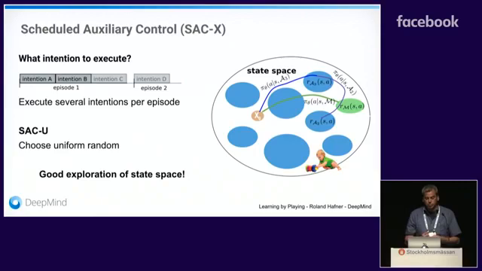Then the decision what intention to execute is made by a scheduler, as we call it. The simple scheduler we can come up with is just a uniform random scheduler that we call SAC-U, for uniform, and that we use as a baseline in the paper mainly. This SAC-U does an amazing good job already, so it's hard to beat it. But the main idea is also visualized here.